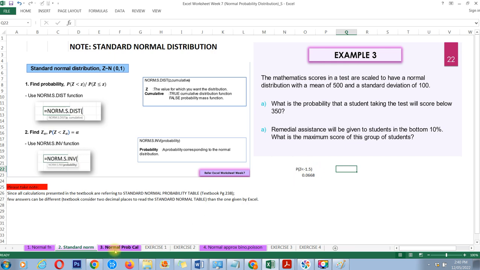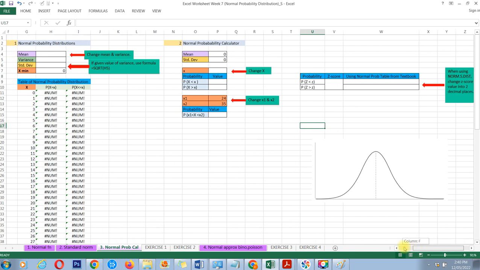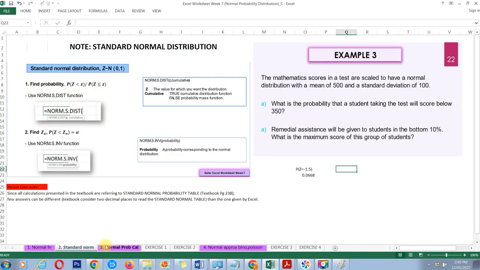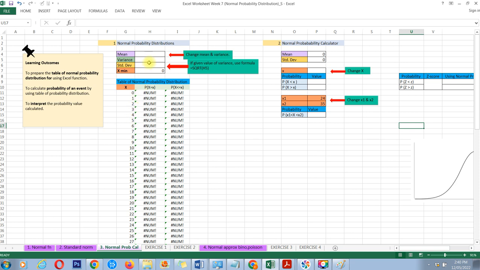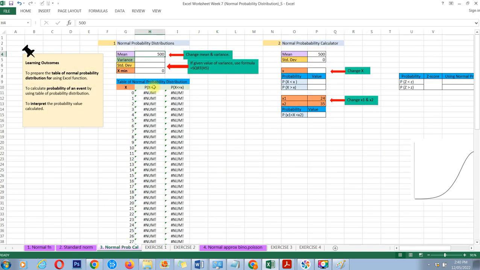Actually this value comes from this table. So from this table we construct this table. We know the mean. What is the mean of this table? Mean is 500. You just manipulate this number. Mean is 500. So standard deviation 100. Standard deviation, variance tak ada. Standard deviation 100. Okay.